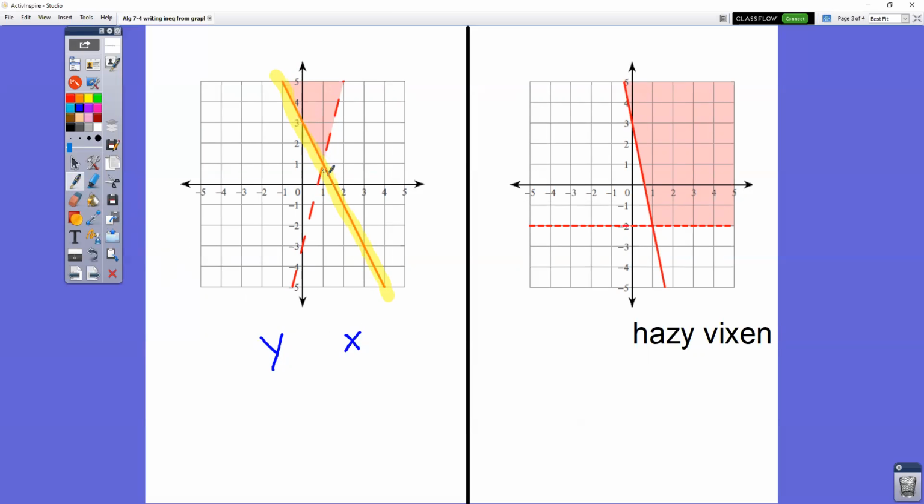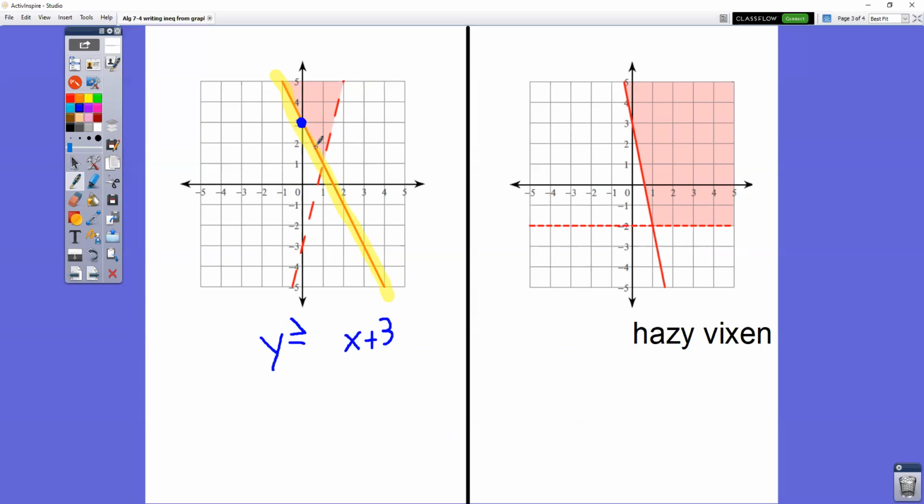And now I'm going to take a look at my yellow highlighted line here. I can see that I'm shading above the line and that it's solid. Shading above is going to be greater than or equal to. And since it's a solid line, you're going to see the or equal to. So now I want to look at my y-intercept. My y-intercept, where the line crosses the y-axis, is right here. That is at 0, 3. So I'm going to put a plus 3 after the x.